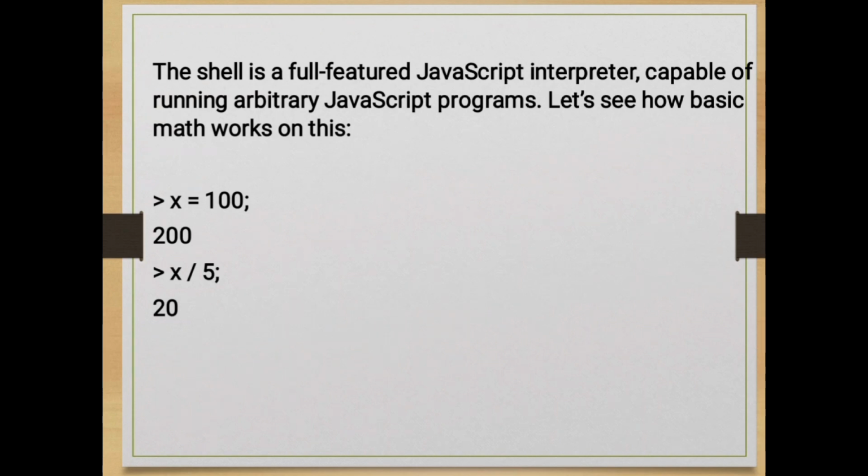Next, the shell is a full-featured JavaScript interpreter capable of running arbitrary JavaScript programs. So let's see how basic math works on this. You can do this practically once you install MongoDB. Suppose, for example, you specify x is equal to 100, so it will return the value, and if you divide x by 5, it will show you the value of 20. So this is how you can perform it. This is very similar to how we run basic Python commands; similar kinds of things you can perform in the shell in MongoDB.